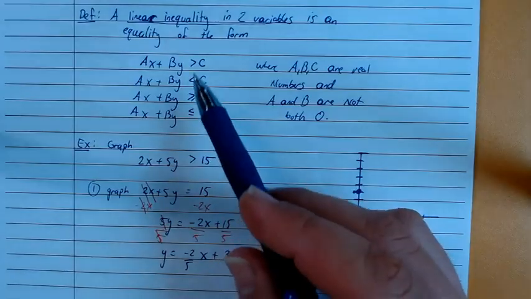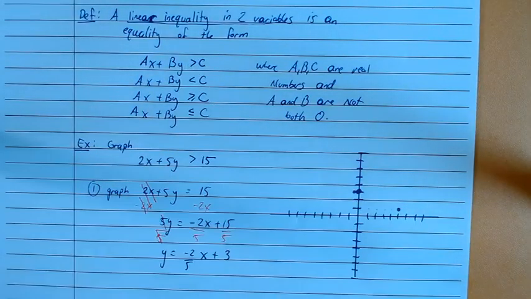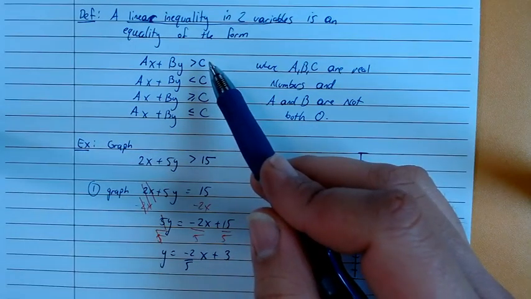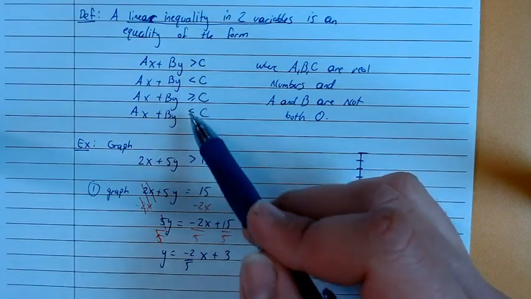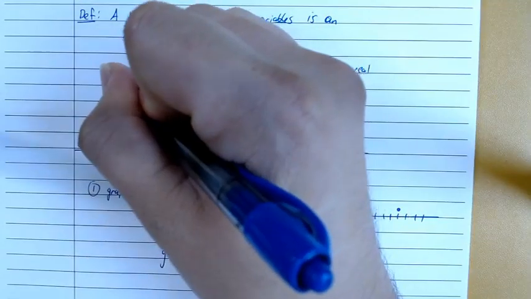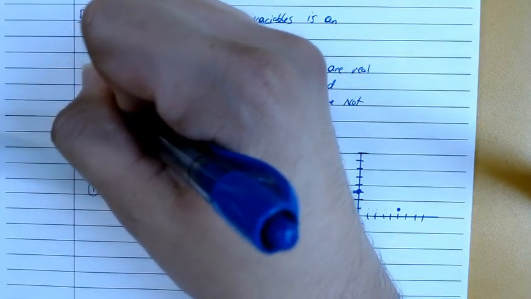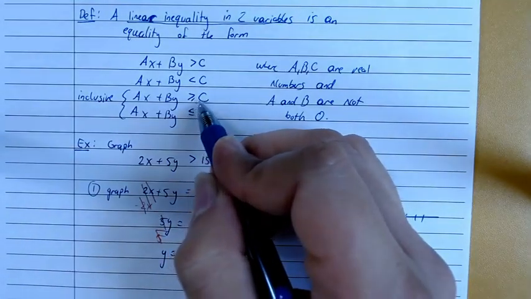One thing to note is that just like with an inequality of one variable, when you have inequality of two variables, you can have both inclusive and exclusive versions of the inequality. Remember, inclusive are the ones that include that value as part of your solutions. So these are called inclusive.